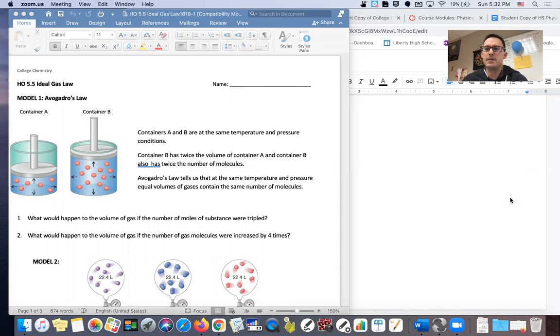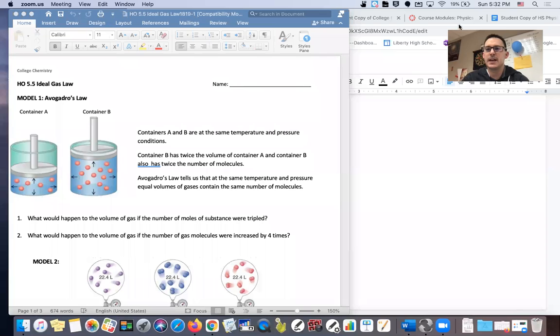Today we're going to talk a little bit more about gases, and specifically we're going to use what we call the ideal gas law. So this will help you get started on this handout 5.5. We also have a handout 5.6 that I think we're probably going to end up collecting from you. But let me give you a few details on this handout so that you can work on it, okay? The first part of this handout starts out with Avogadro's law.